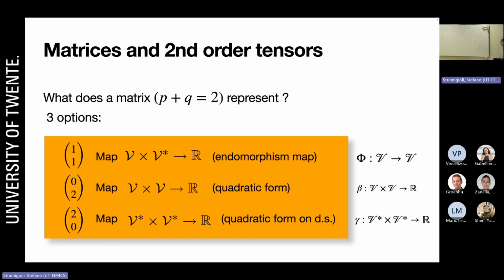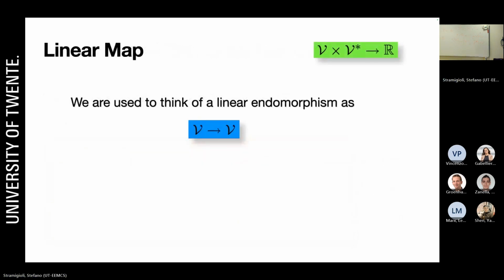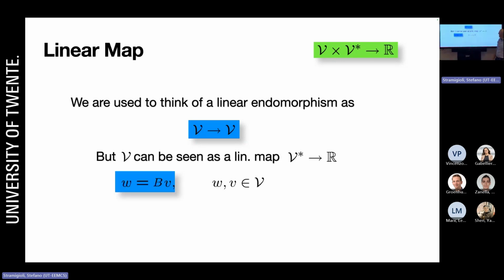Now, what is this guy? Why is this looking like this? Well, I'll show you in a moment. So, linear map, this guy. Look, I'm telling you that this is the same as this. Why is that? Well, V can be seen as a linear map from V star to R. That's what Gijs was saying, right? So a vector can be seen as a map from forces to power, right?